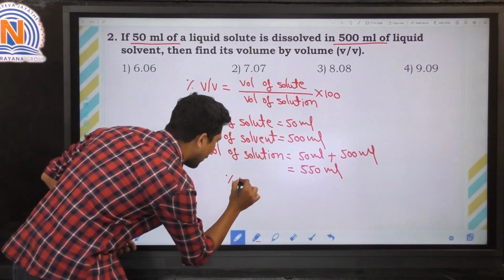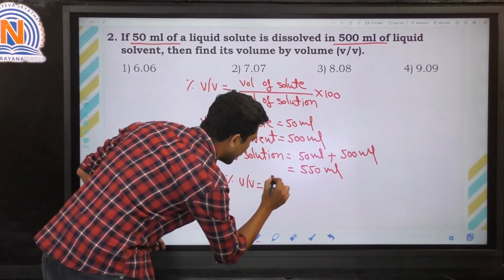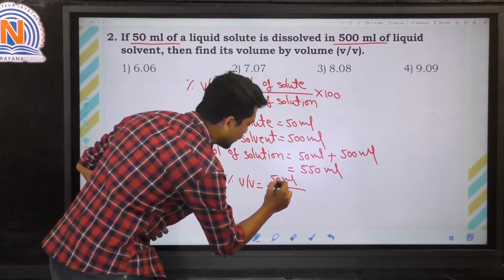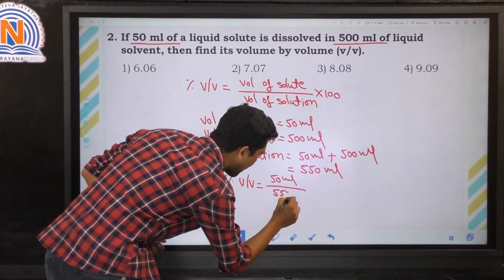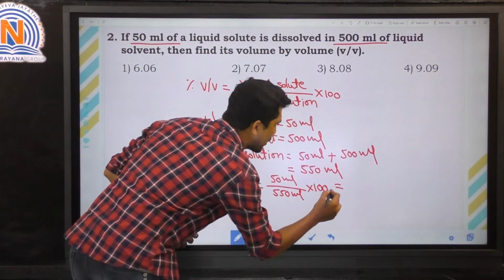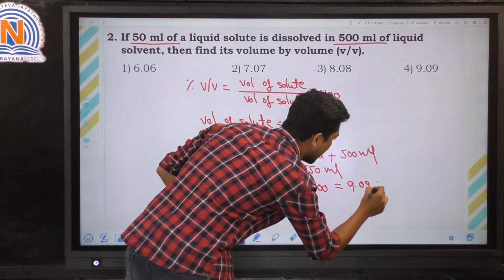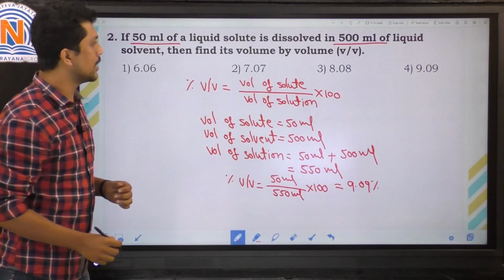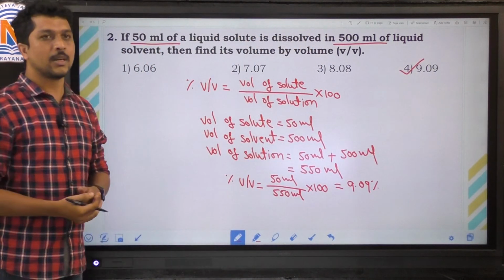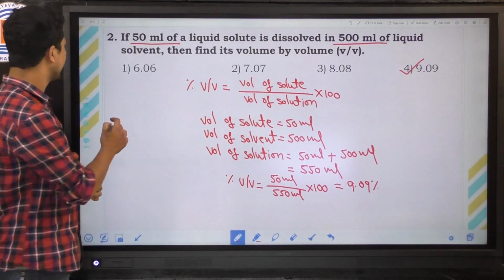So percent of volume by volume equals volume of solute, that is 50 ml, and volume of solution, that is 550 ml, into 100. So this is equal to around 9.09%. So the correct option is the fourth option. Here is the solution for the second problem. Let's move on to the third one.